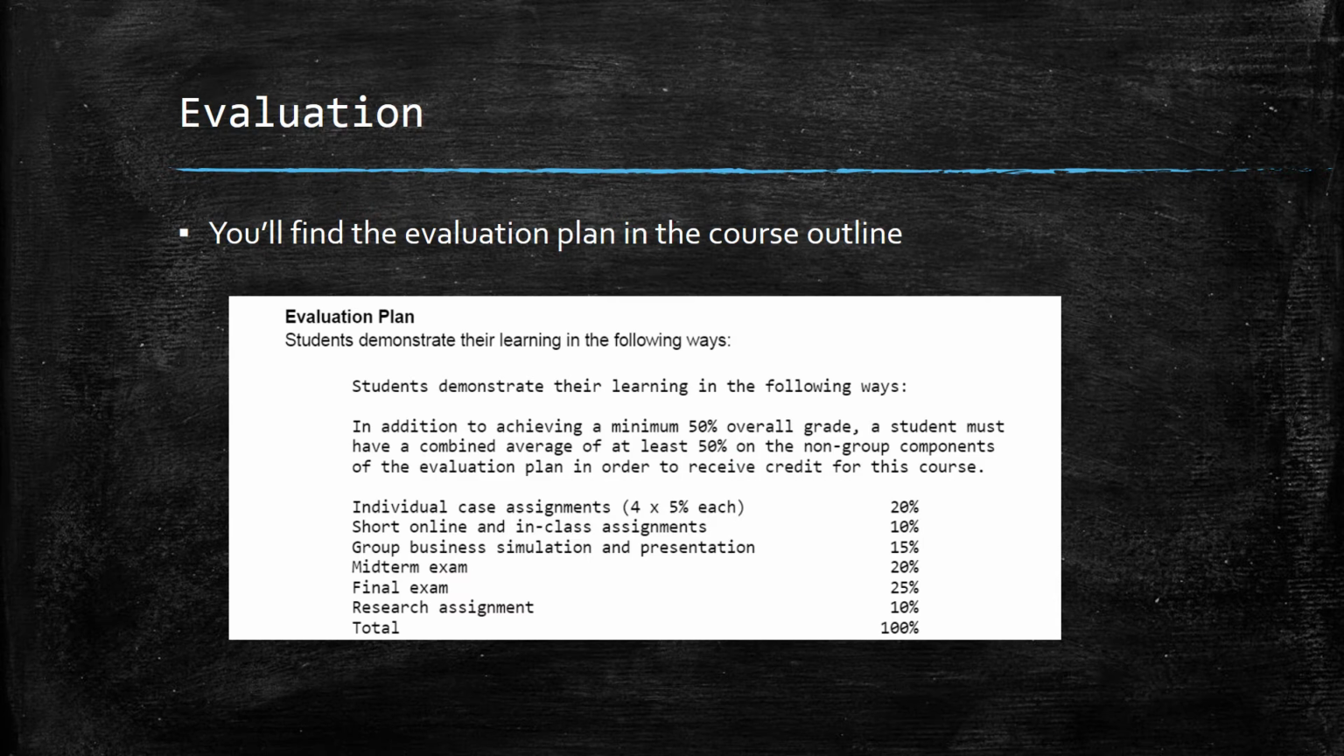The evaluation plan for each course is located on the course outline. So this is the evaluation plan for the Business Fundamentals course that we're working with. You'll see that there's a variety of evaluation tools being used: case studies, tests, research assignments, and presentations. And each of them has a pre-assigned value.